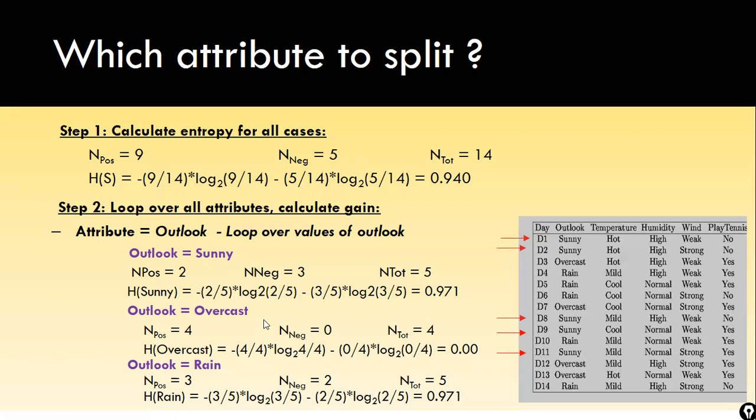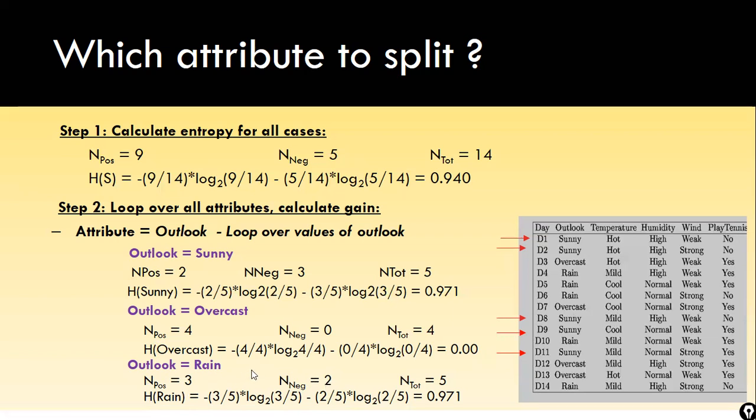Similarly, you do it for overcast. Overcast, how many positives? 4, negative 0. Okay, hence we get 0 here. Okay, and rain. In the rain subset, also we have 5 records of the rain. If you see 5, 3, 4, 5 records are there. Out of the 5 rain, how many times he played cricket? How many times he did not play cricket?